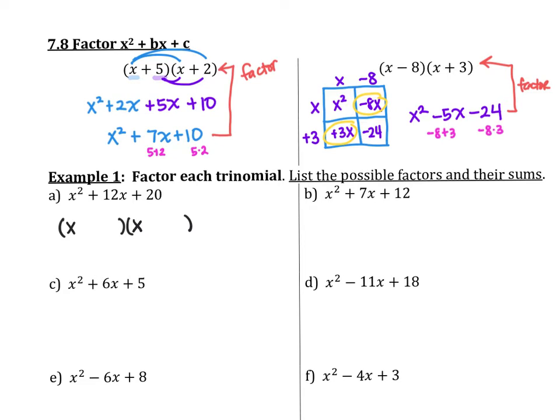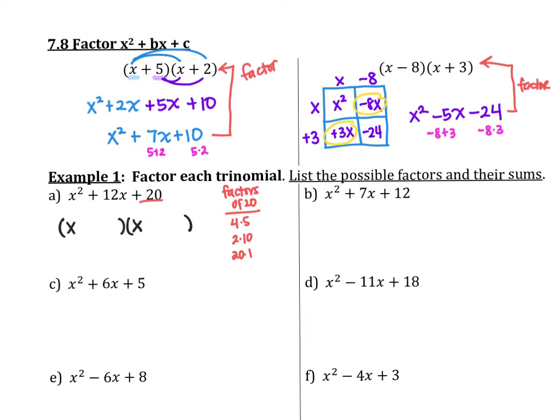Okay, so the first thing I do is I look at the last term. It's a 20. I want to list the factors of 20. So for example, 4 times 5 equals 20. 2 times 10 equals 20. What else? 20 times 1. Okay, so those are all three of the possibilities for the numbers I could put here and here. I could put 4 and 5, 2 and 10, or 20 and 1.